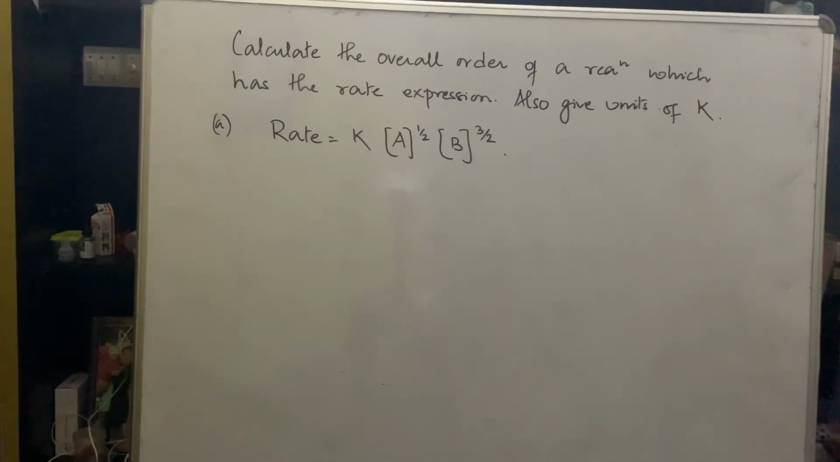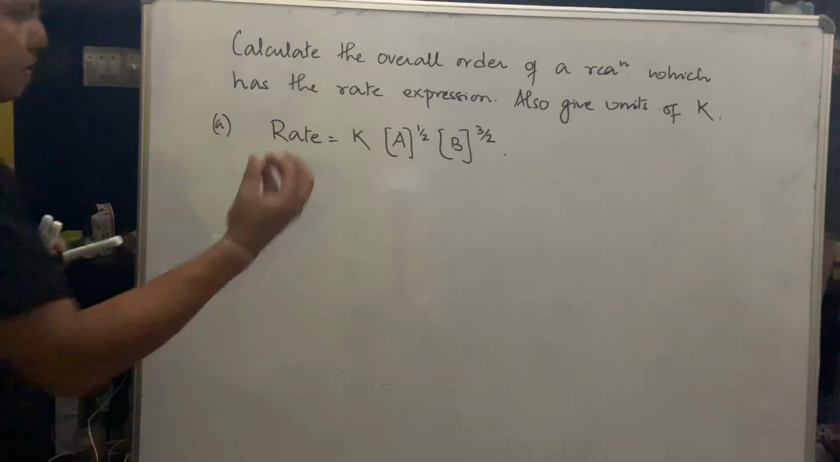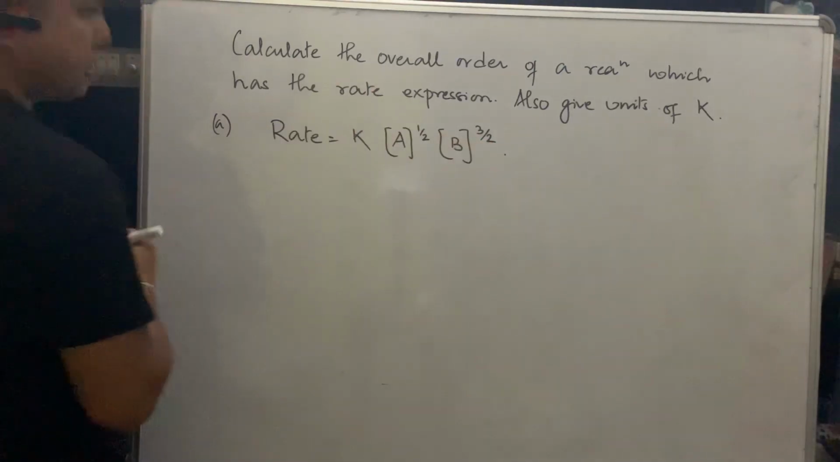Okay. So what are you supposed to do? You are supposed to calculate the overall order. So what is overall order? Overall order is the sum of the coefficients.